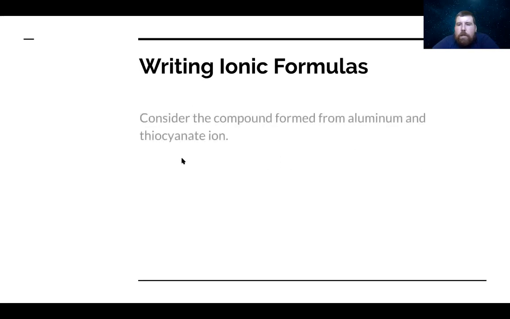Let's try it with a little bit more challenging ionic compound. We're going to look at aluminum and thiocyanate. Aluminum is in the third column on the periodic table. Aluminum is going to have a +3 charge. It generally will lose 3 electrons, 3+. Thiocyanate is the polyatomic ion, SCN 1-. So it's got 1 sulfur, carbon, and nitrogen covalently bonded with a 1- charge.